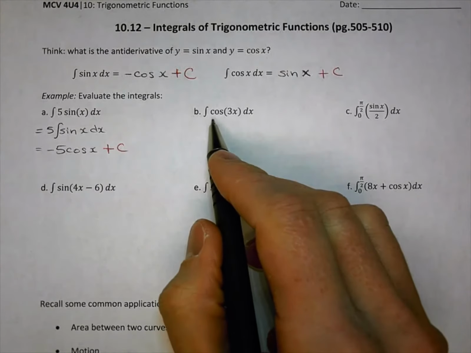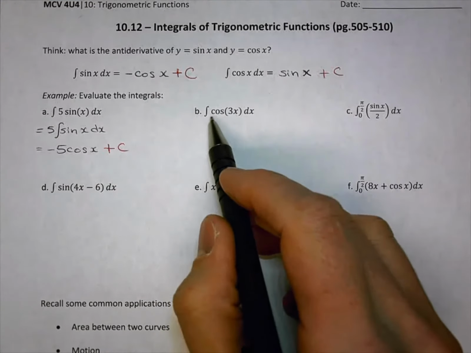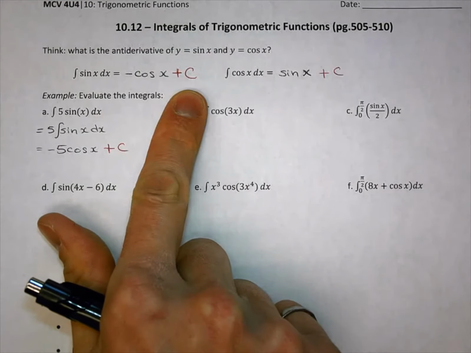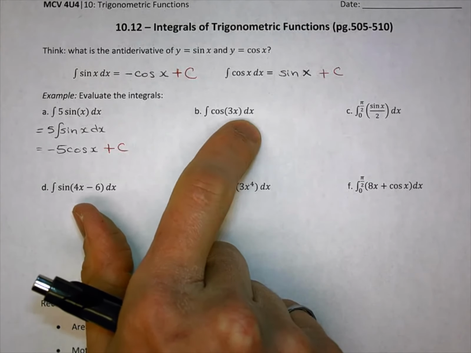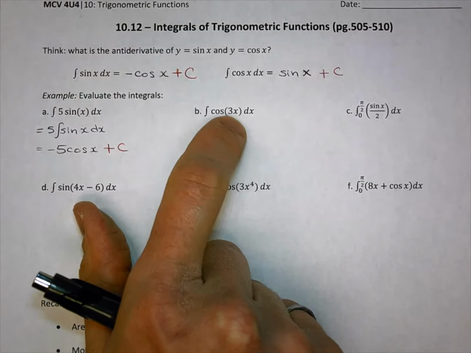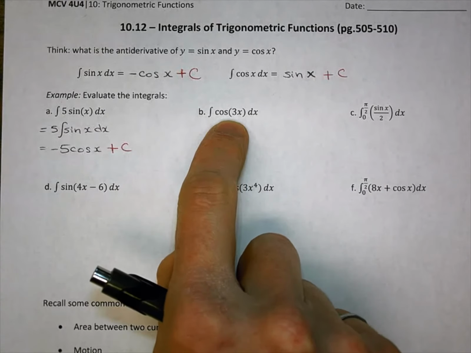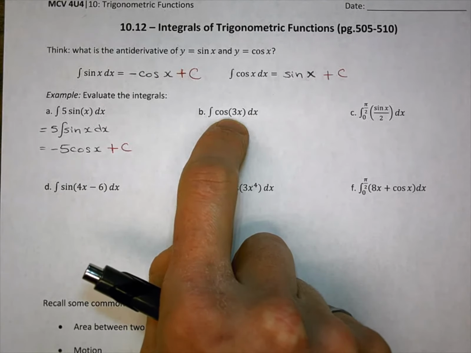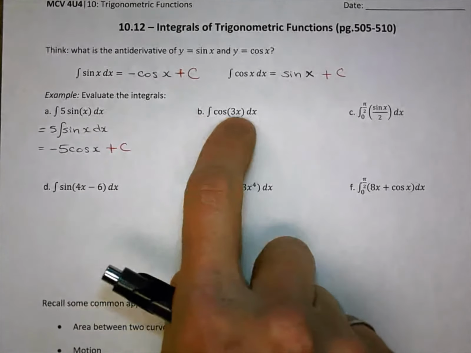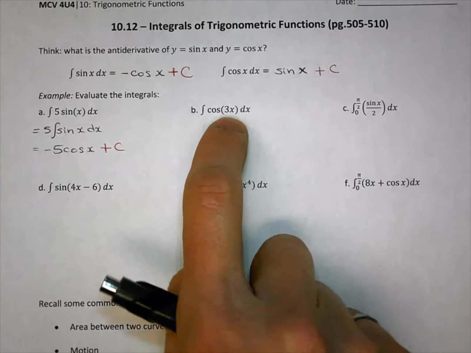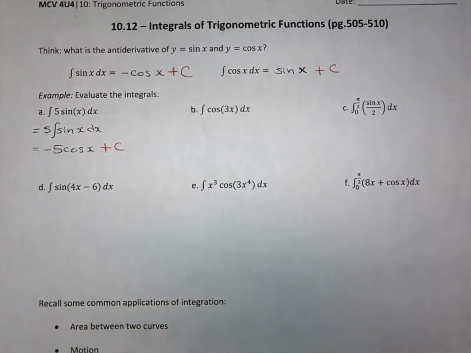If I had a constant inside, though, there's almost like a chain rule here, right? If I was taking the derivative of this, I would take the derivative of cos whatever, but then I'd have to take the derivative of the inside function. Now, the derivative of 3x is just 3. So questions like this, with chain rule in reverse, we can do if the interior function is linear, if it's just a constant in front of x.